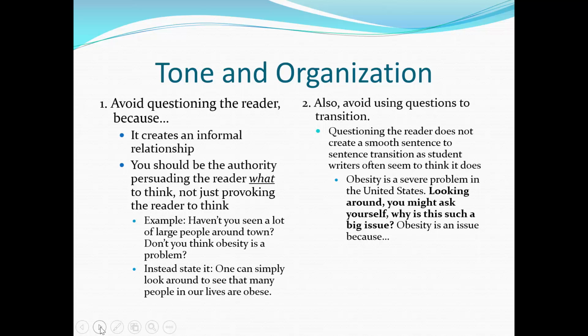And then number two, also avoid using questions to transition. So this is what I always think of like the softball approach, is that students kind of lob a ball up so that they can hit it. And so they might say, obesity is a severe problem in the United States. Looking around, you might ask yourself, why is this such a big issue? Obesity is an issue because. So, don't use questions to transition. Use pronouns, use synonyms, use natural segues to go from one idea to the next. And again, if you find yourself having trouble with this, reach out to me and I'll see if we can work on it together. I think, again, in our texting culture and our internet culture, we tend to use ellipses, dot, dot, dot, for transitions a lot now. So our brains haven't had a lot of practice all the time at making formal transitions in writing.